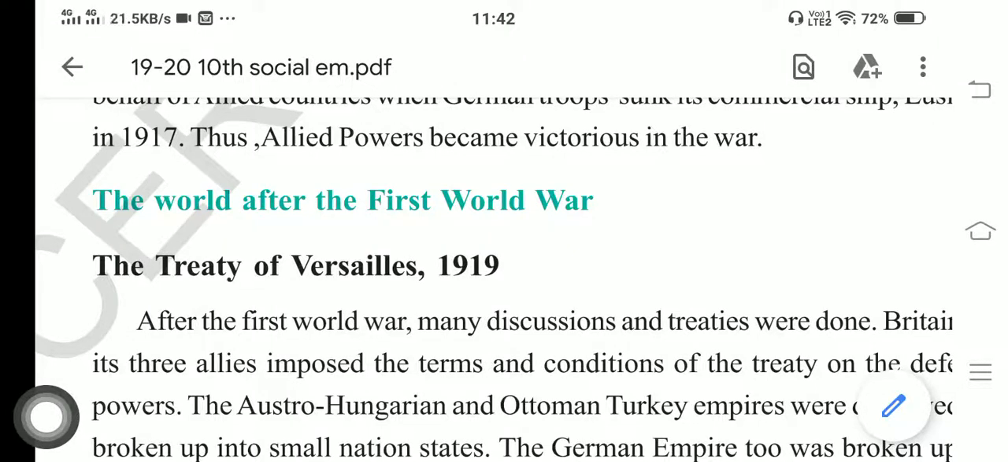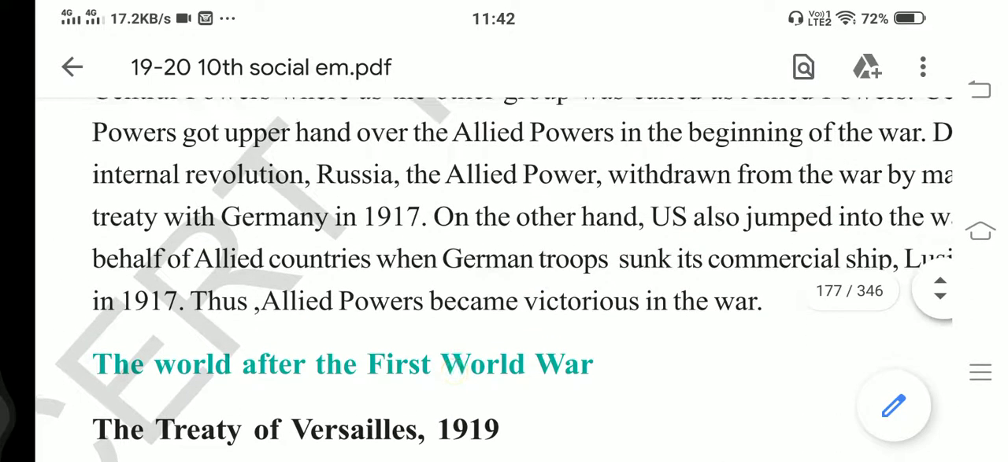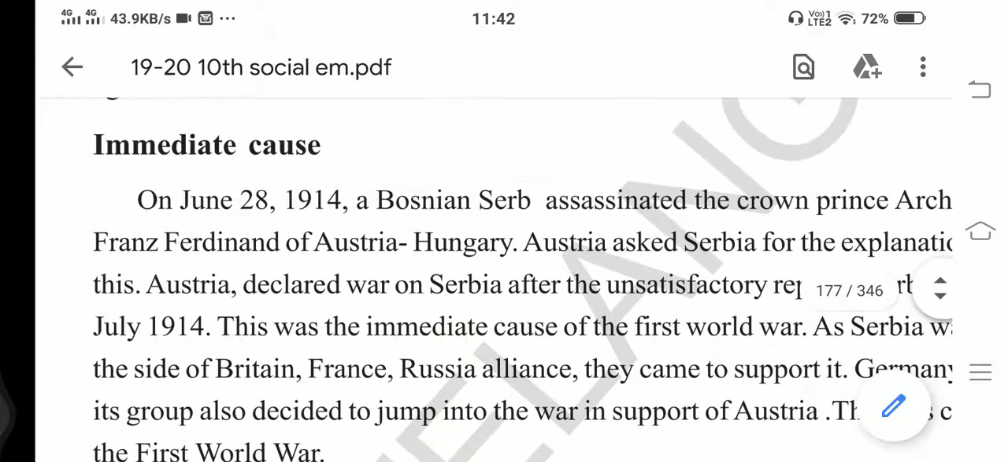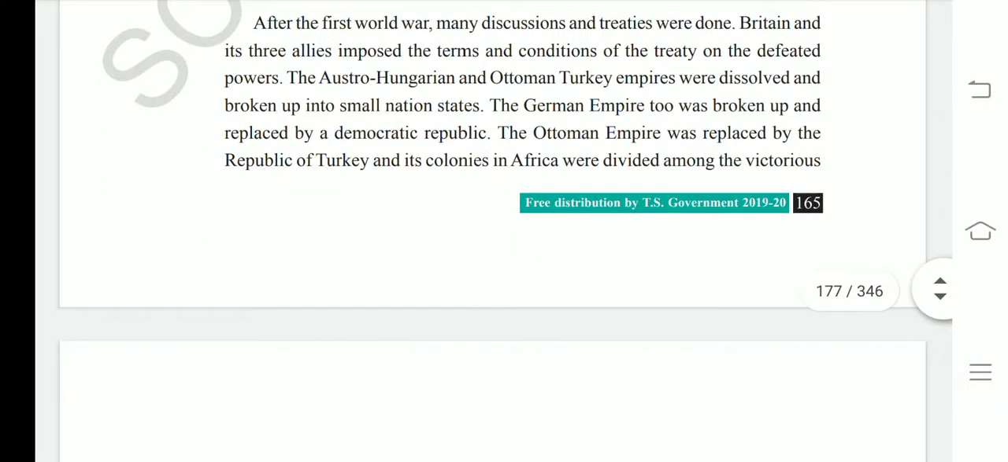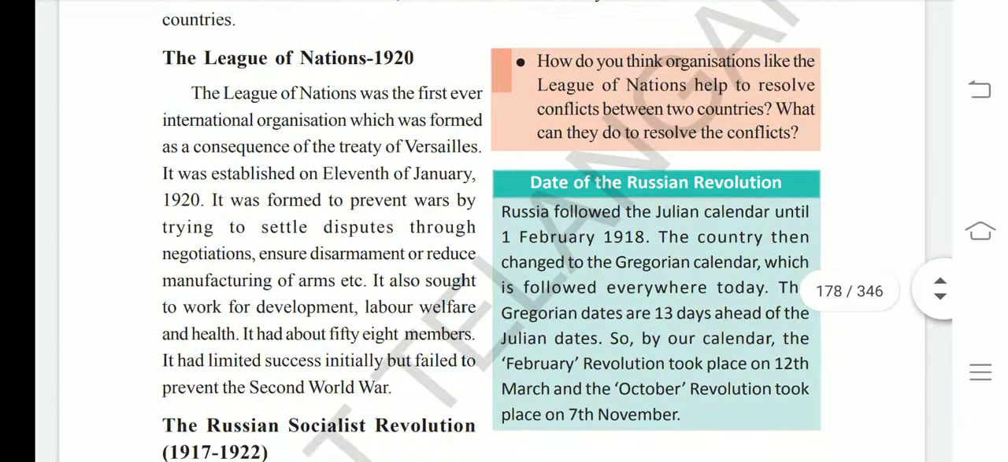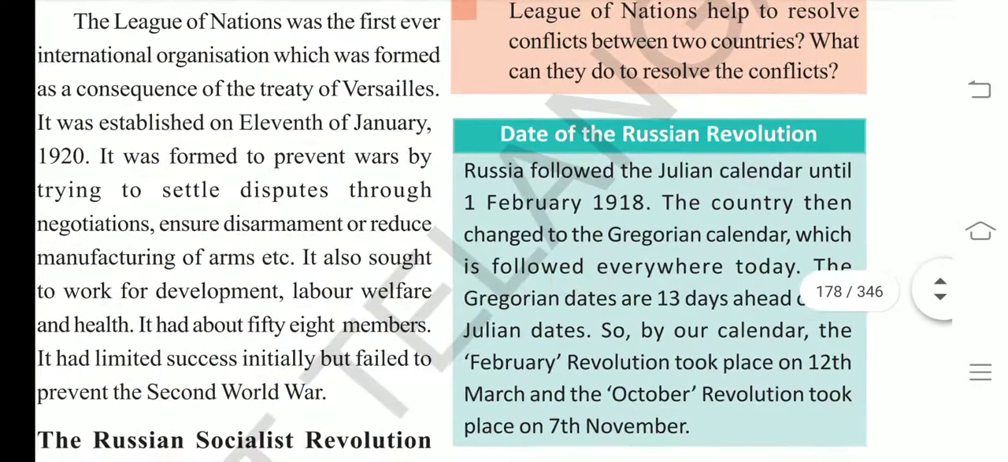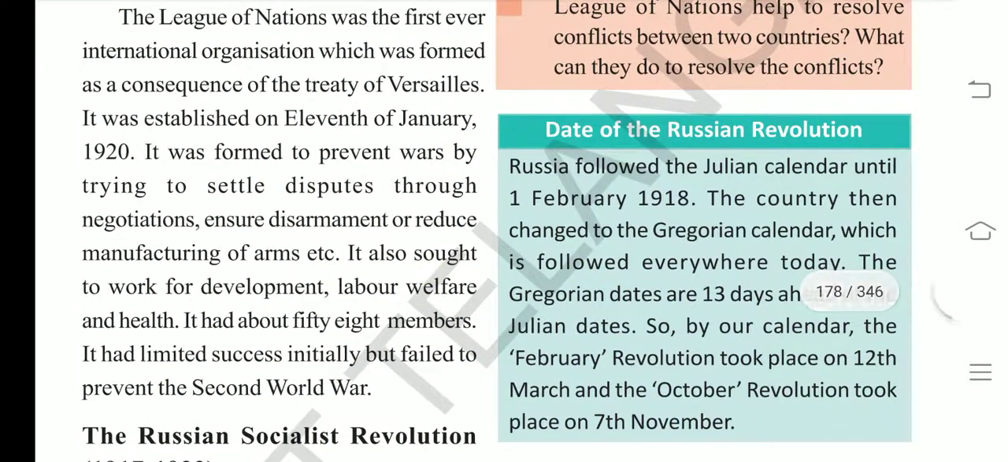Russian Socialist Revolution. So here, dear students, it is the League of Nations. It is the first ever institution, international organization created after the end of World War One by the Treaty of Versailles. It was established on 11th January 1920, and it was aimed to prevent wars.